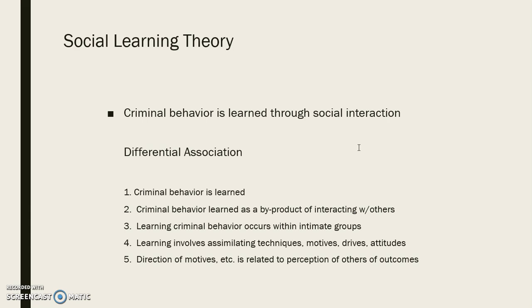So for example, for social learning theory, criminal behavior is learned. It is a byproduct of interacting with others, and the learning has to occur in groups that you have some intimate relationship with. It just can't be a casual group. By participating in the group, you begin to assimilate techniques, motives, drives, and attitudes of the group. And the direction of those motives, drives, and attitudes is related to the perception of others of whether you are participating in producing the same outcomes that they're intending to produce.